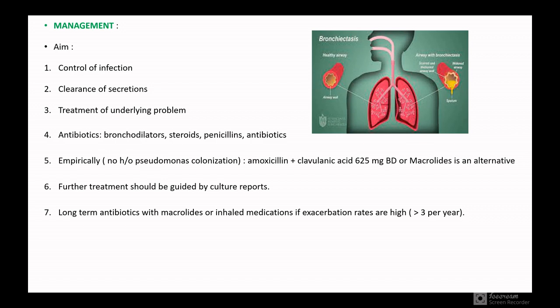Empirically, when there is no history of pseudomonas colonization, we give amoxicillin plus clavulanic acid 625 mg BD, or macrolides as an alternative. Further treatment should be guided by culture reports. After the culture is done, the treatment will be assessed. Long-term antibiotics with macrolides or inhaled medication are given if exacerbation rates are high, that is more than 3 per year.